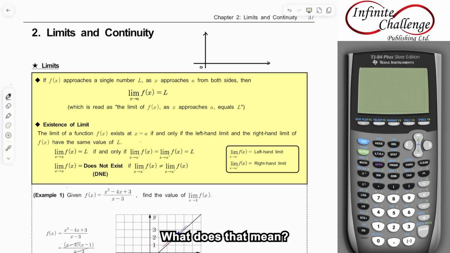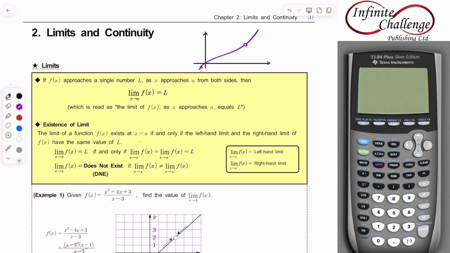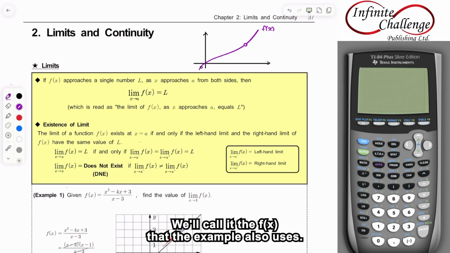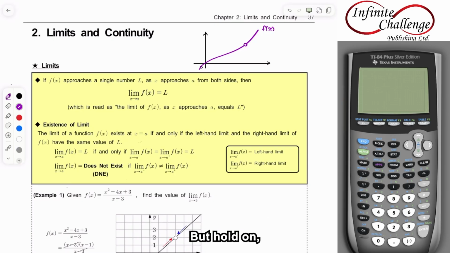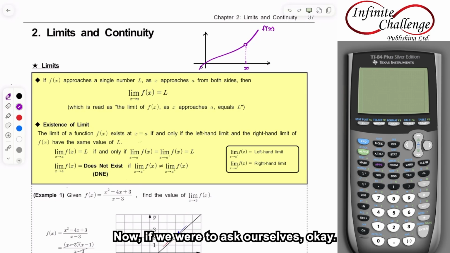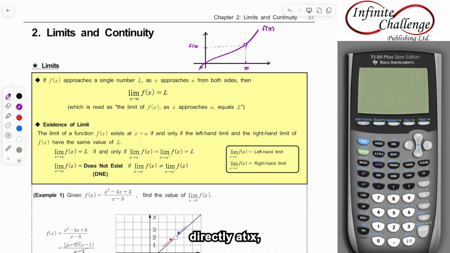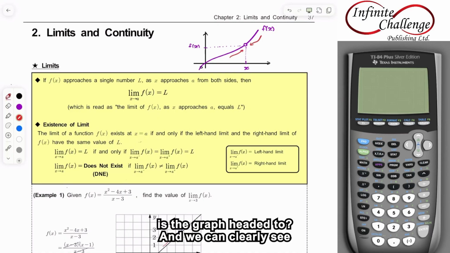What does that mean? Let's say I have this cool little purple curve here. We'll call it the f of x that the example also uses. But hold on, there's a little hole here. There's a dot that goes uncovered, where the graph completely skips over and continues behaving its way. Now, if we were to ask ourselves, despite the graph itself not having a value directly at x, where, y value wise, is the graph headed to?